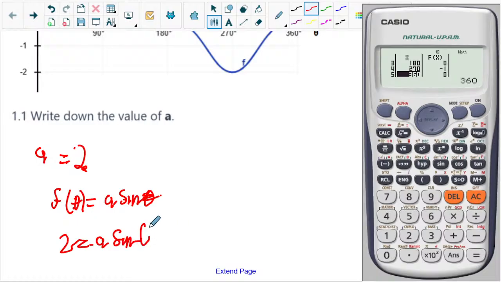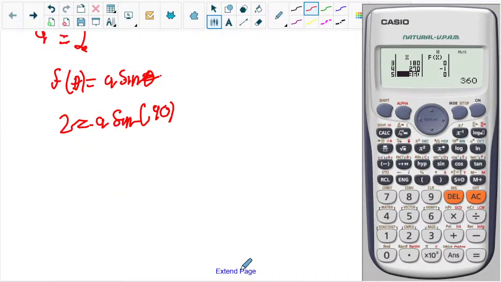Instead of theta, we're going to put 90. And then we go to a calculator and check what is sin of 90. The sin of 90 is 1. So now you see what you have. You have A multiplied by 1, which is equal to 2.